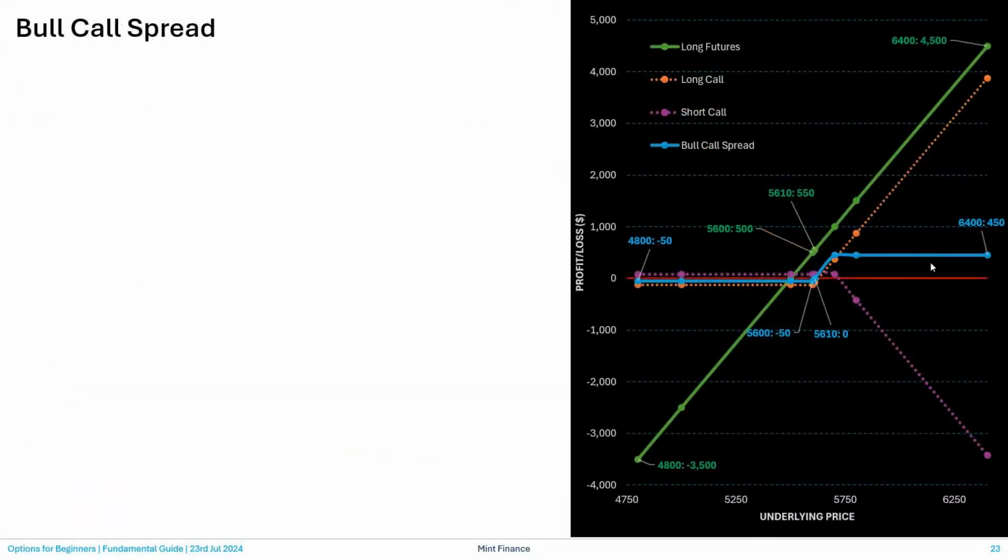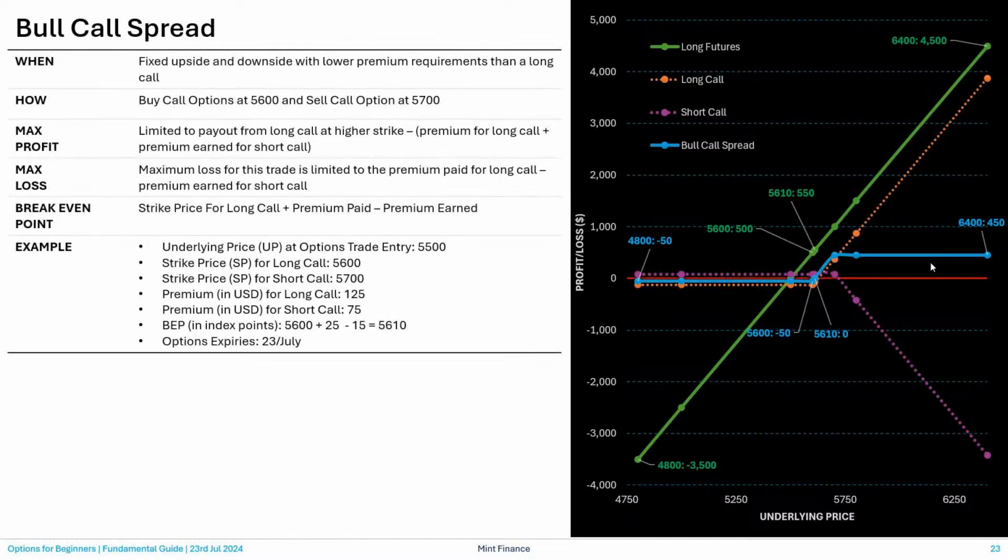Now, I think that was just in brief, right? So maybe we can move on to slightly more complicated scenarios here. In this case, a bull call spread. A bull call spread consists of two call options, one that we're selling and one that we're buying. So in this case, the position offers us fixed upside as well as fixed downside. And more importantly, it lowers the premium requirement.